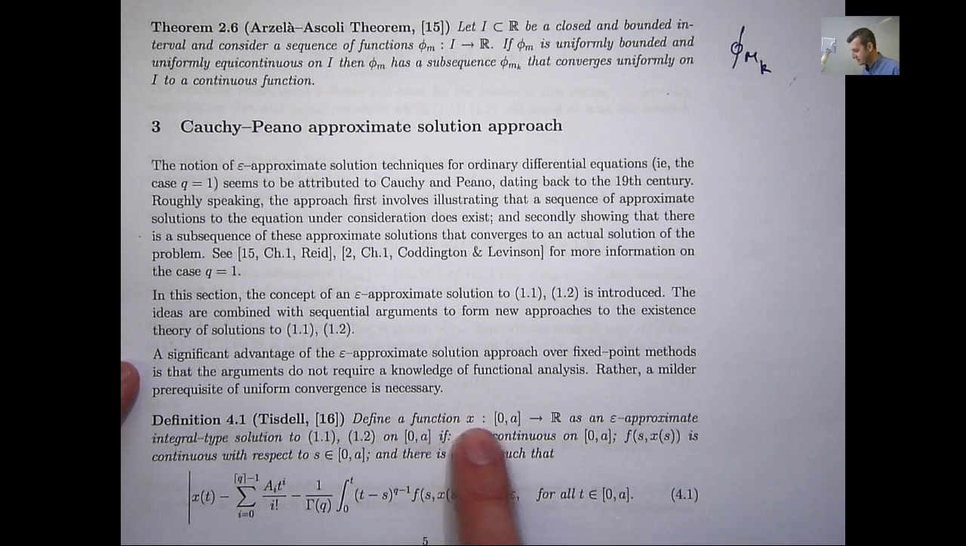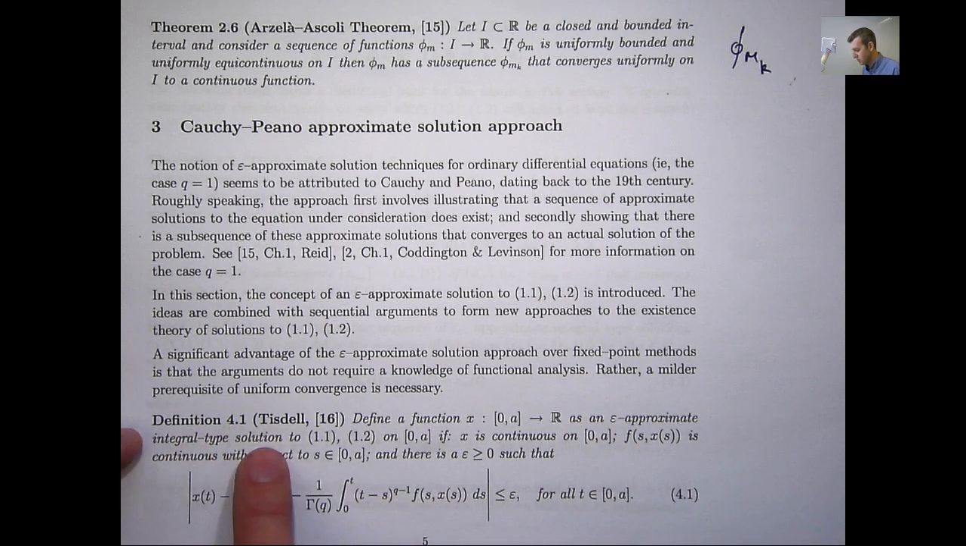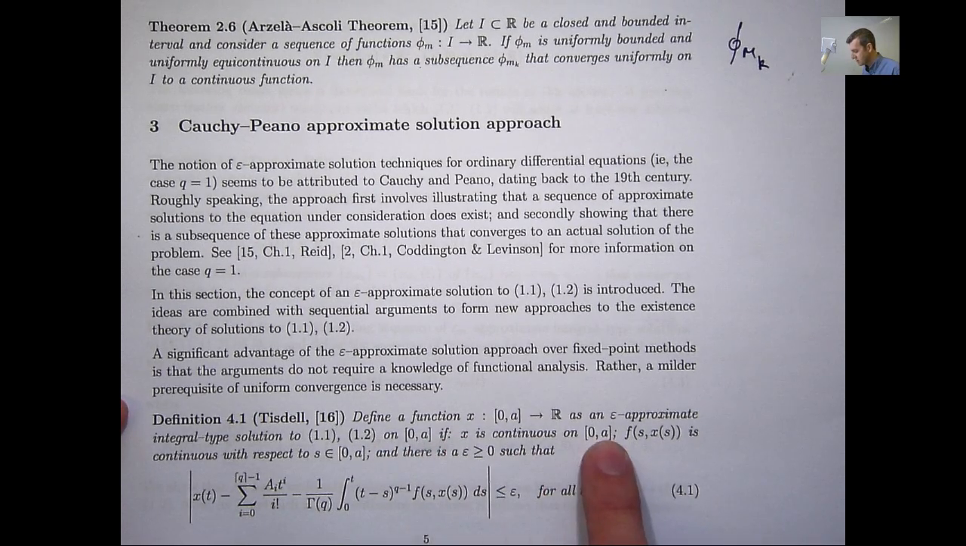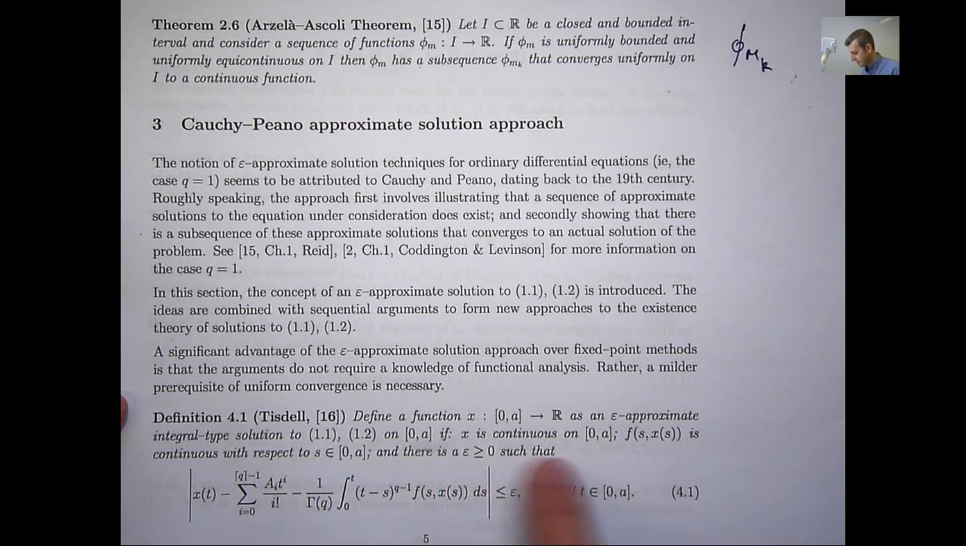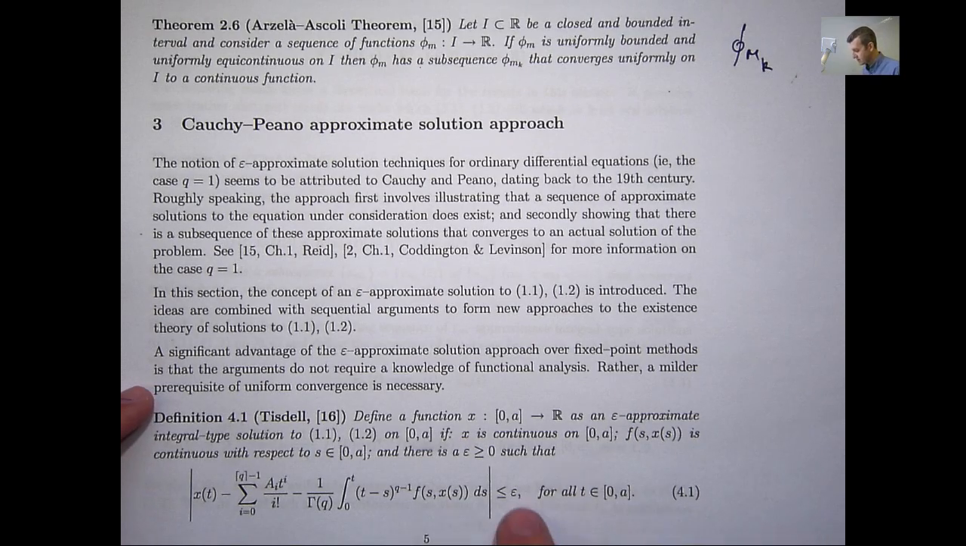Define a function x as an epsilon approximate solution to our initial value problem on this interval if the following conditions are satisfied. x is continuous, f of s, comma x of s is continuous, and there's a non-negative number, epsilon, such that this is less than or equal to epsilon on the interval of interest. Okay, so you can see that if epsilon's 0, then actually, well, x would be a solution to 1.1, 1.2.